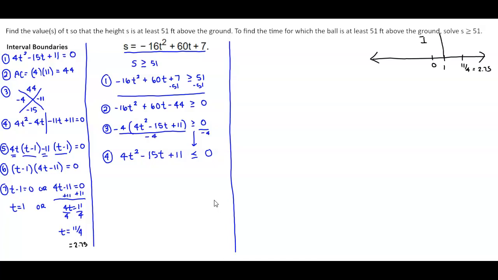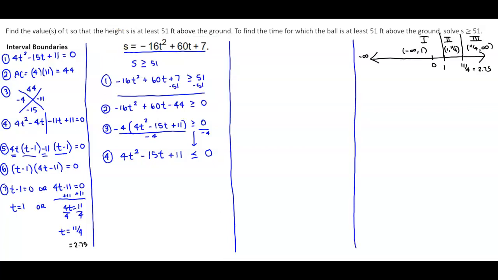So we have interval 1, interval 2, and then interval 3. For interval 1, we're going from negative infinity to positive 1. For interval 2, we're going from 1 to 11 over 4, or 2.75. And then for interval 3, we're going to go from 11 over 4 to positive infinity. So now we need to test our intervals.